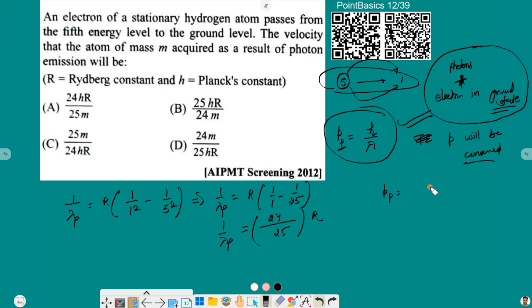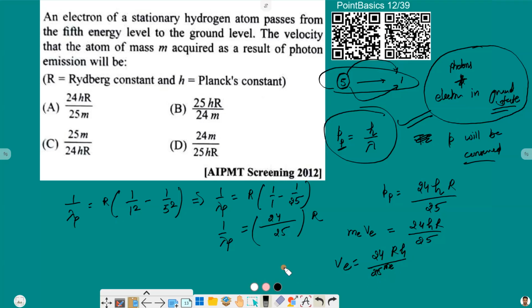So that will be 24 hR divided by 25. Now this will be the same momentum in opposite direction, carried by the electron. So for the electron, as it is a particle, momentum will be mass into velocity, which should be equal to 24 hR by 25. And from this, the velocity of the electron at least should be 24 RH by 25 mE.